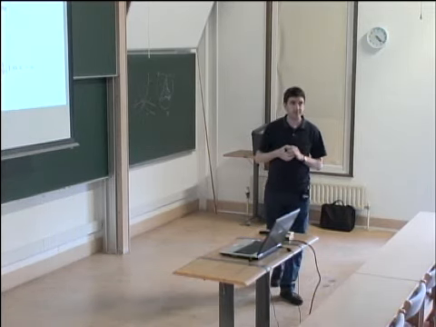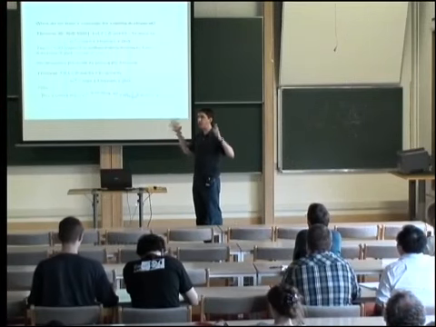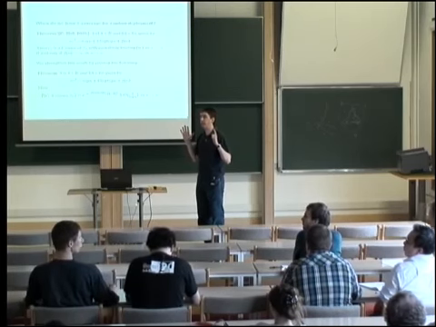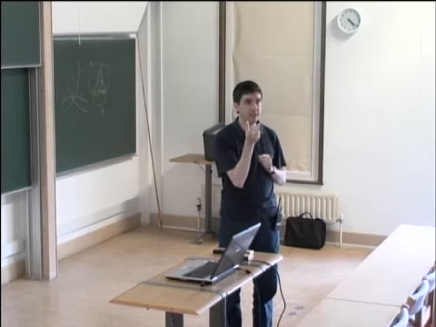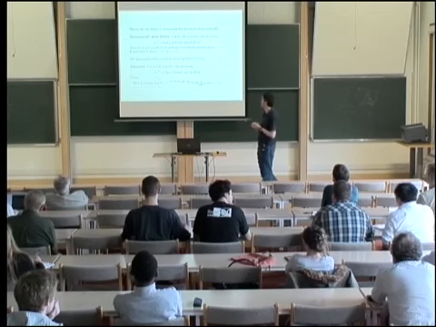Could you repeat the notation? So S_n is a square, n times n. S_n is a square or a circle. It's just our big region of area n. That's the important thing. And R is the sensor disk radius. R is the radius of the little sensor disks, and those are disks. n is just the area of the big region.